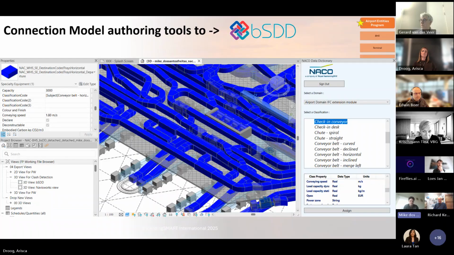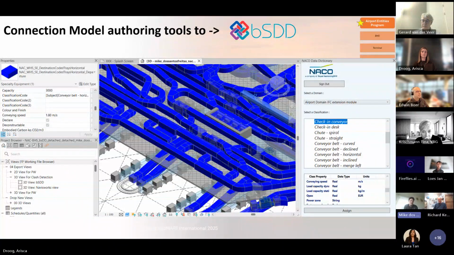In practice, at least at NACO at this moment, what we do is we have our designers, who model, in this case in Revit. They have their BHS model, their baggage model. And we developed a plugin that connects Revit to the buildingSMART data dictionary. In this case, we connect to the airport domain. We choose the entity, you see it on the right side, the entity we think the object should have. We select the objects that in this case are check-in conveyors, and we press the assign button.